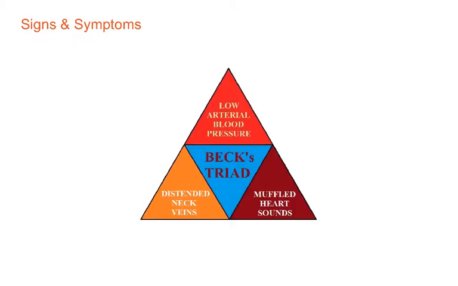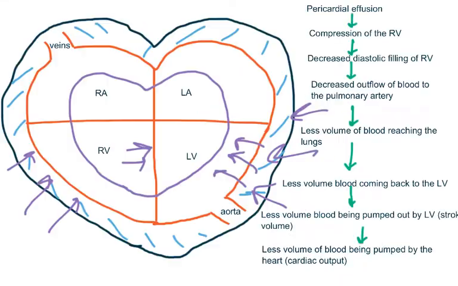Now that you know the pathophysiology, it's simple to understand the signs and symptoms of cardiac tamponade. Beck's triad refers to hypotension, distended neck veins and increased jugular venous pressure, and muffled heart sounds. Hypotension is because the cardiac output is decreased, so obviously the blood pressure will be low. Distended neck veins is because now that the heart is smaller, the intracardiac pressure is higher.